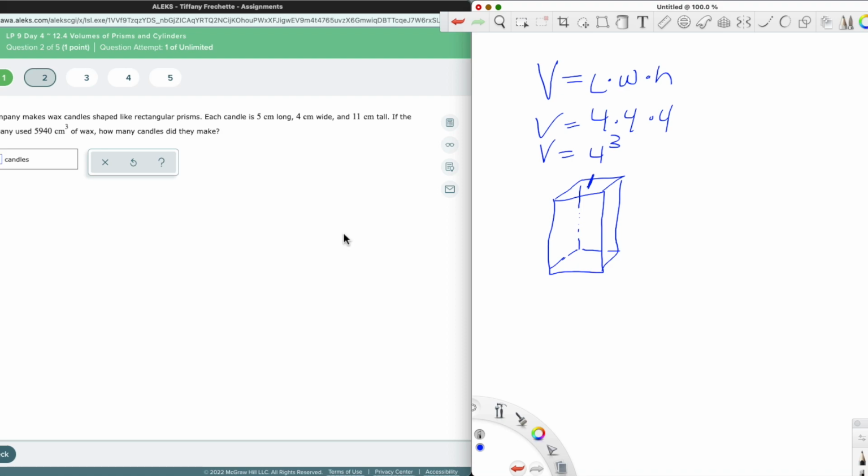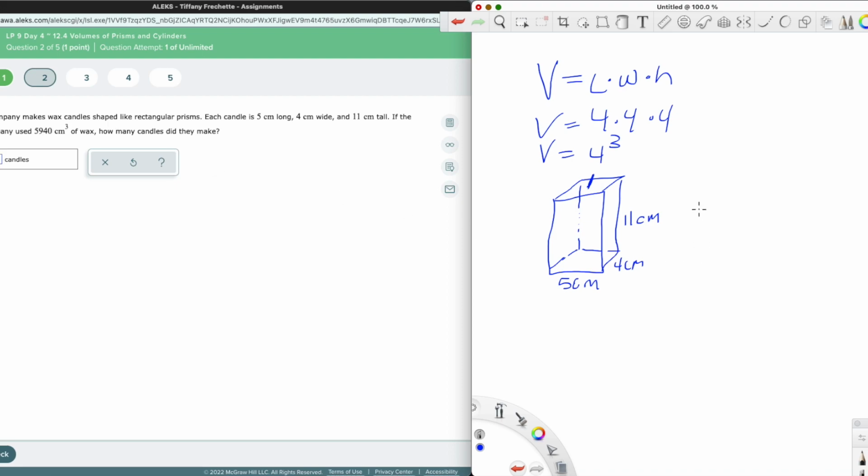So each candle is 5 centimeters long, 4 centimeters wide, and 11 centimeters tall. If the company used 5,940 centimeters cubed of wax, how many candles did they make? All right, so they're telling us how much they used, and I know the length, width, and height of one candle. So if I calculate the volume of that candle, and I know how much they used, I can figure out how many times I can use the volume of one candle by dividing, right?